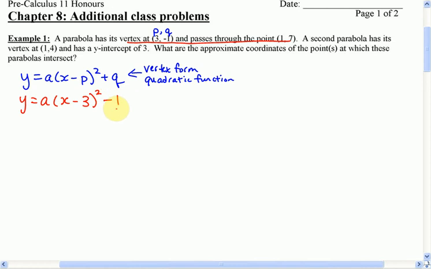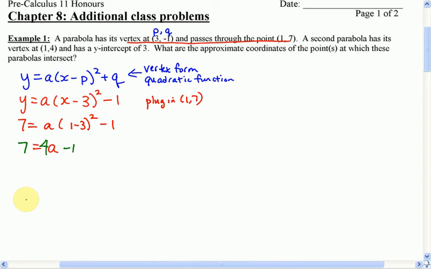So we use our other piece of information. Let's plug in the point (1, 7) and find a. 1 minus 3 all squared, take away 1. Do the stuff in the brackets first. 1 minus 3 is -2. -2 squared is 4, I believe. So I'll put the 4 in front.